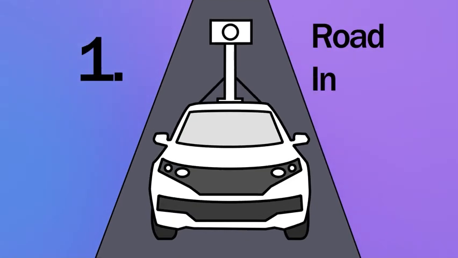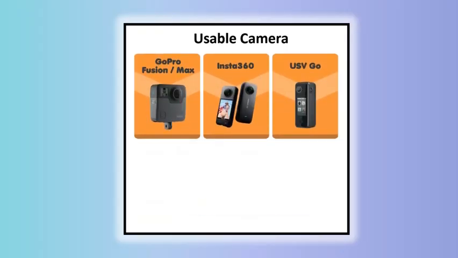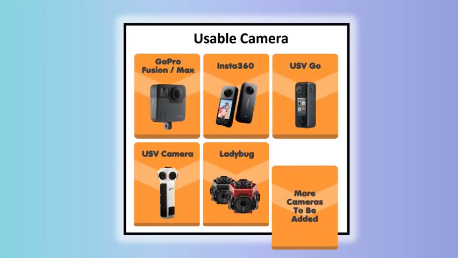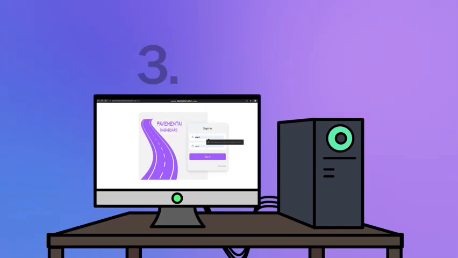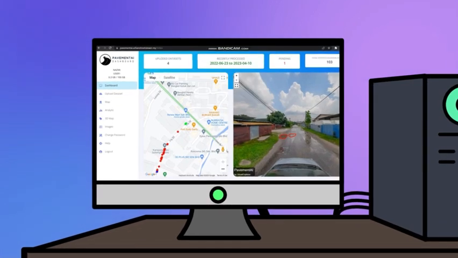First, road inspection. Cameras that can be used, and more cameras to be added. Second, upload data to cloud. And third, get results on the web-based PavementAI application.